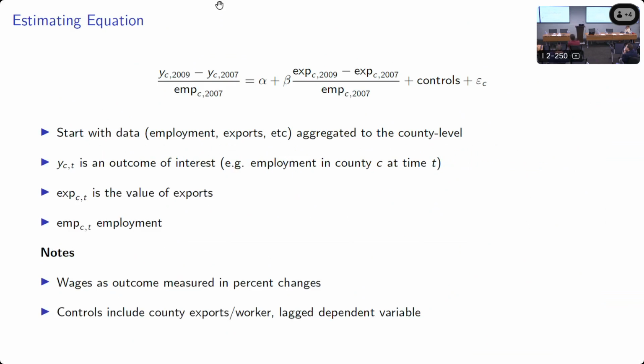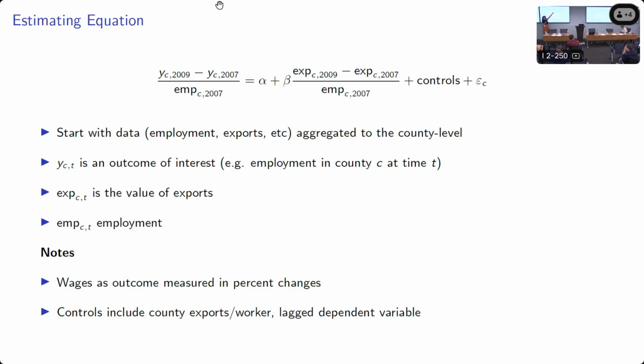Okay, so what we're going to have is a very simple estimating equation. This is the baseline estimating equation. We're going to take some outcome variable, look at the difference from 2009 to 2007, and regress that on the change in exports over this period, with some controls. We're going to be running this at the county level, so C is a county, and we're going to normalize everything relative to the employment of the county in 2007.